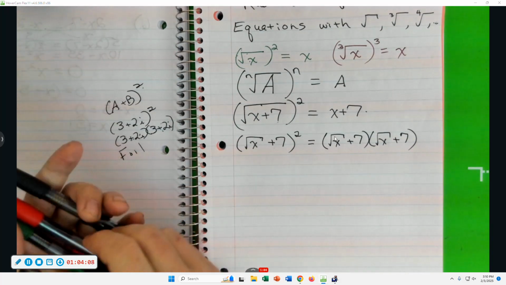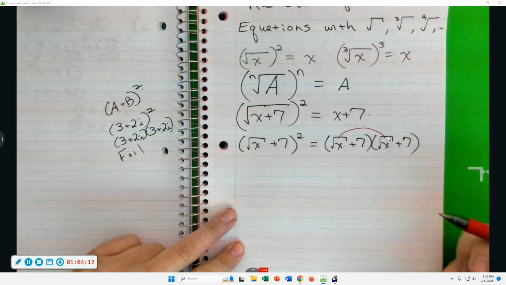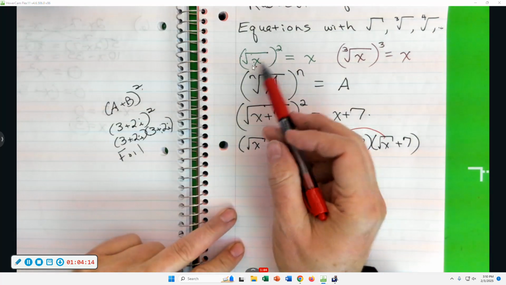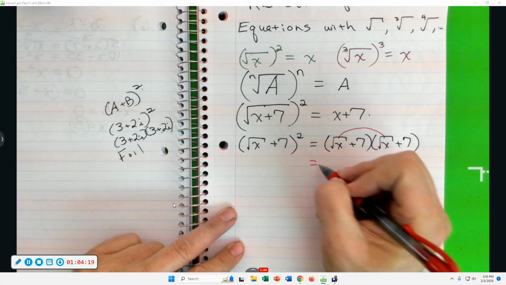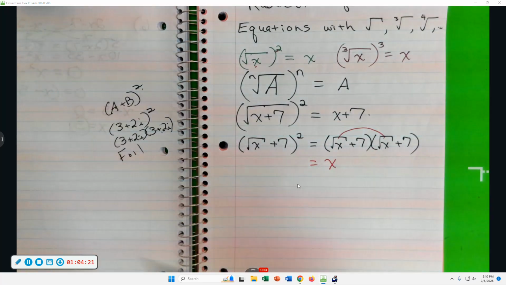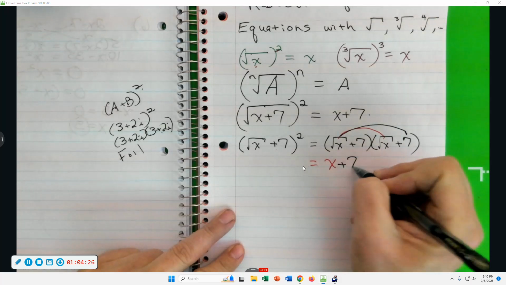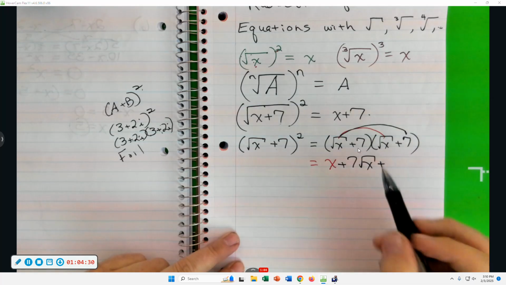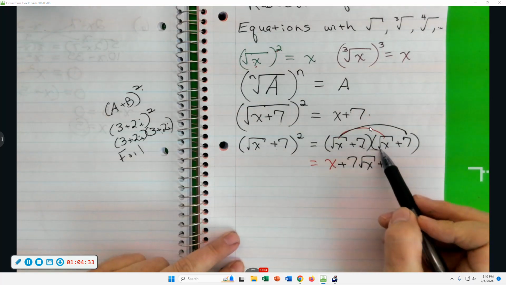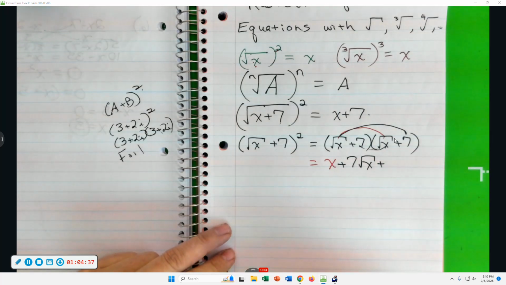So we'd start FOILing. The square root of x times the square root of x is the square root of x squared, and we know what that is. That's just x. Outer, the square root of x times 7, that's 7 times the square root of x. Plus, y'all tell me the inner product right there. You take the 7 times the square root of x, what's that going to give us?